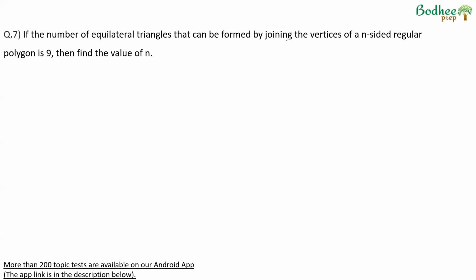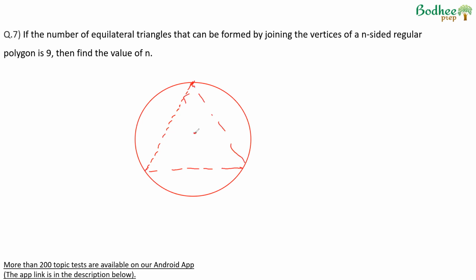The number of equilateral triangles that can be formed by joining the vertices of an n-sided regular polygon is 9. Find the value of n. Now, if we draw a circle around the polygon and take one of the vertices of the polygon, to have an equilateral triangle, there is exactly one possibility. From this vertex, there has to be another vertex at an angle of 120 degrees. And from this vertex, there has to be another at 120 degrees. So using one vertex, we can draw exactly one equilateral triangle.